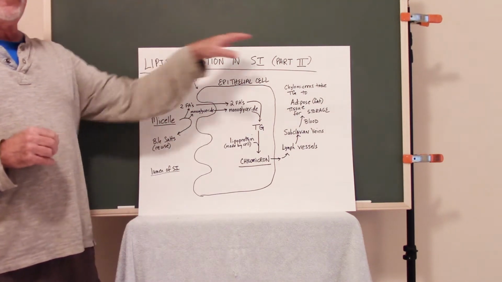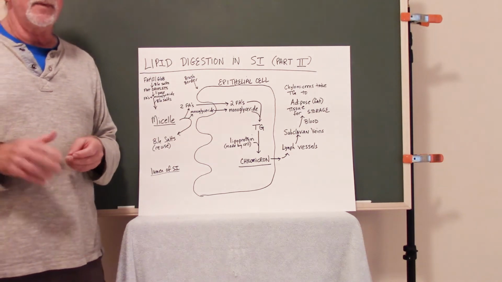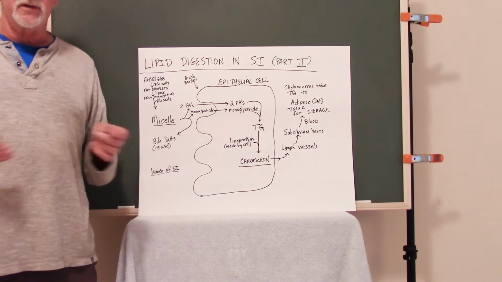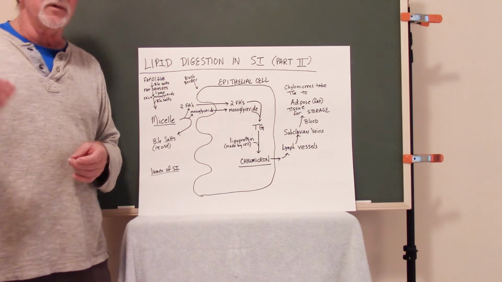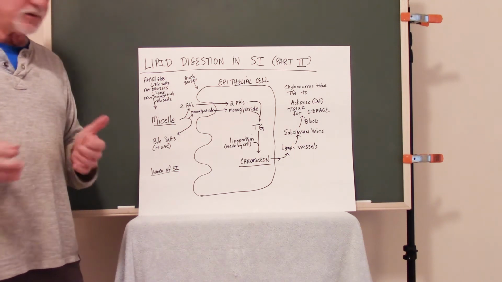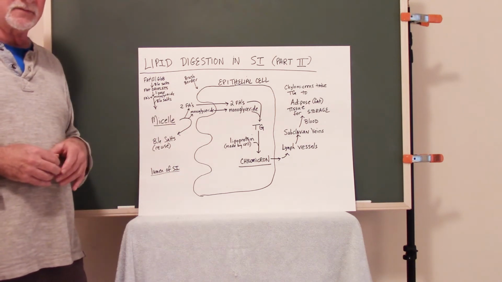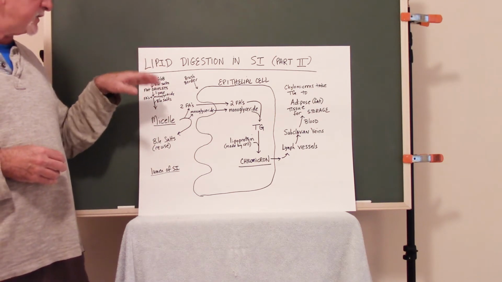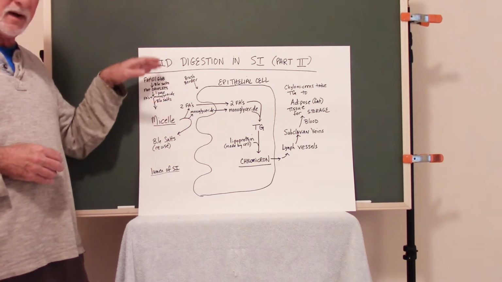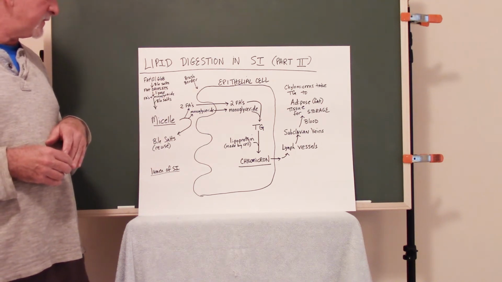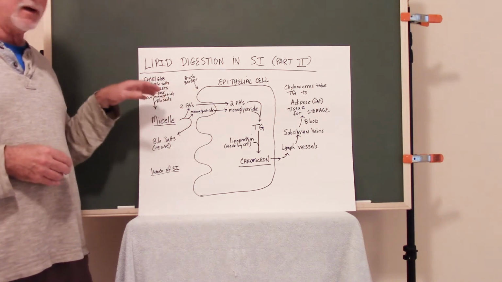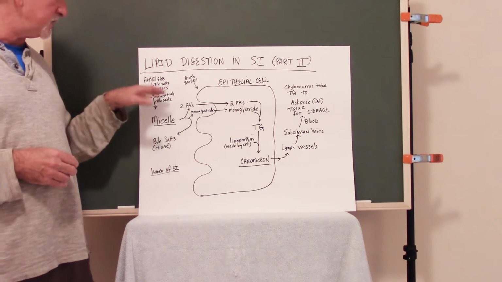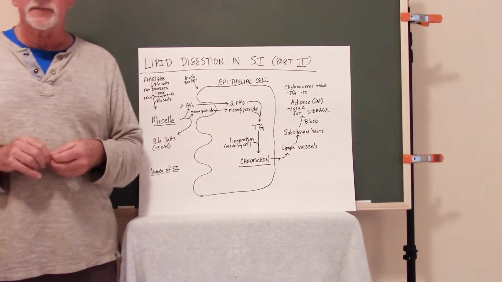So this is the rest of the story about lipid digestion in the small intestine, or part 2. And it essentially begins with micelles. Of course, the micelles are formed as fat globs are emulsified and then acted upon by lipase, and the fatty acids and monoglycerides then combine with bile salts to form what are known as micelles.